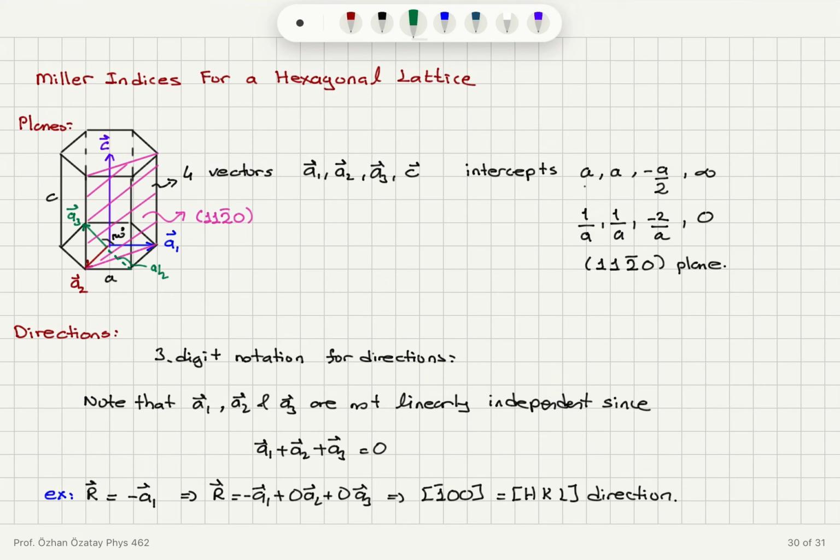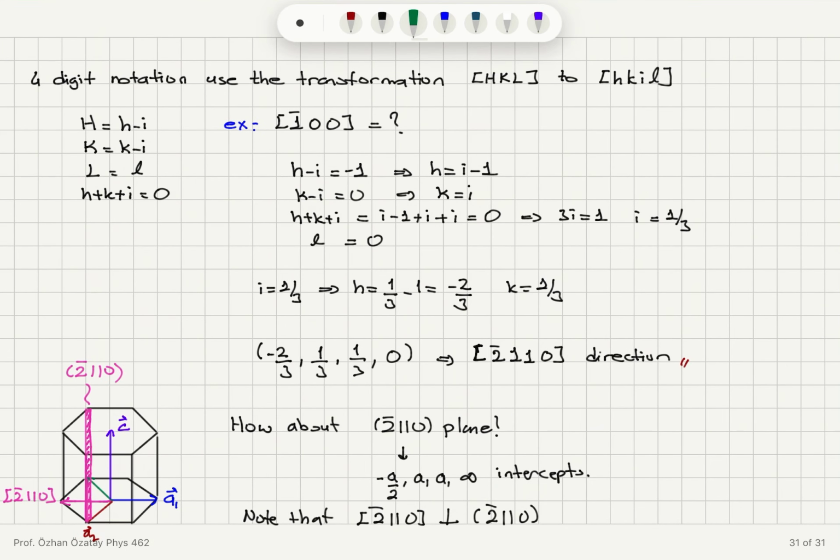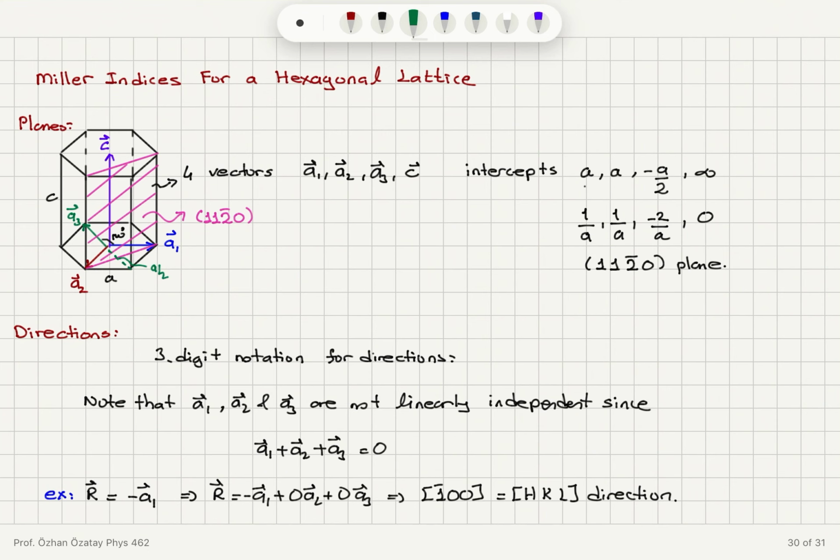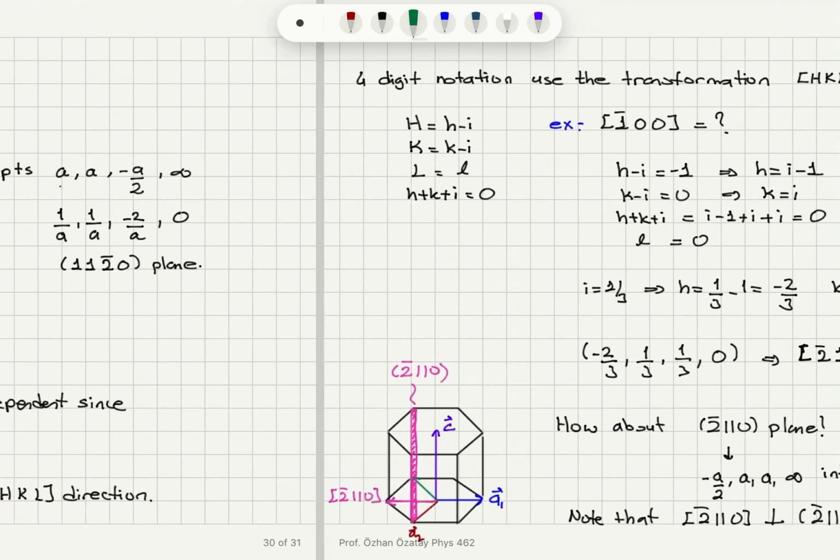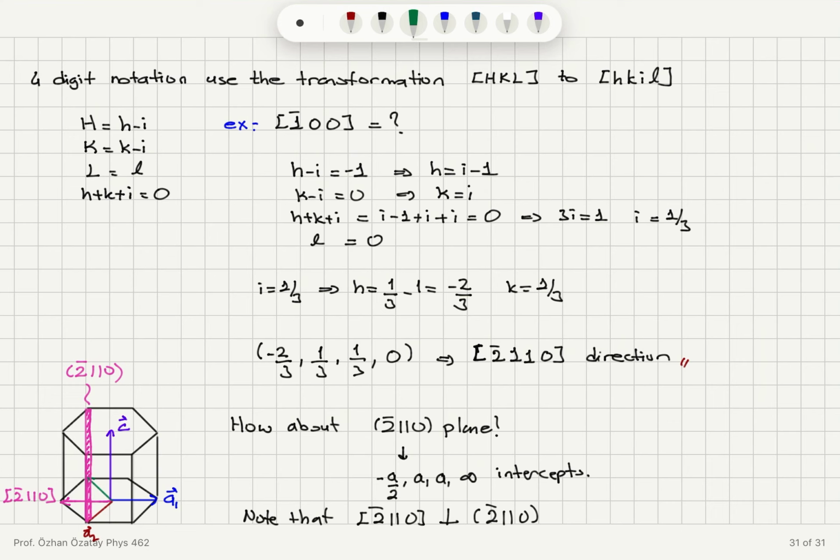So that's the HKL direction. But because I have introduced this 4-digit notation for hexagonal lattices, we have a transformation from this HKL to HKIL, so that the corresponding Miller indices are capital H equals h minus i, capital K equals k minus i, capital L equals l, and these indices H, K, and I add up to 0. So if I have, using the cubic crystal convention, the 1 bar 0 0 vector in a hexagonal lattice, how can I represent it with the 4-digit notation?